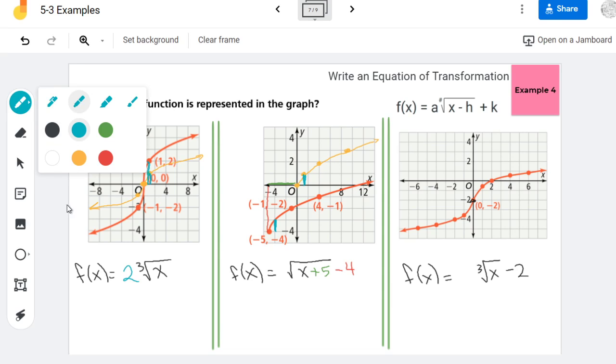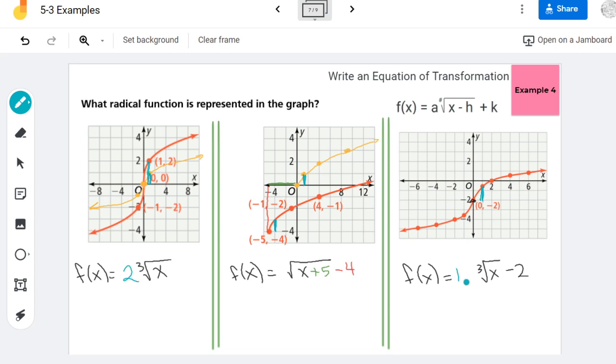And then to identify my A value, I'm going to go 1 unit to the right. Notice the scale here now. Each box counts for 1. Thanks, Savvas. So I'm going 1 unit to the right, and you can see when I go 1 unit to the right, I go 1.5 units up. So my A value is 1.5.